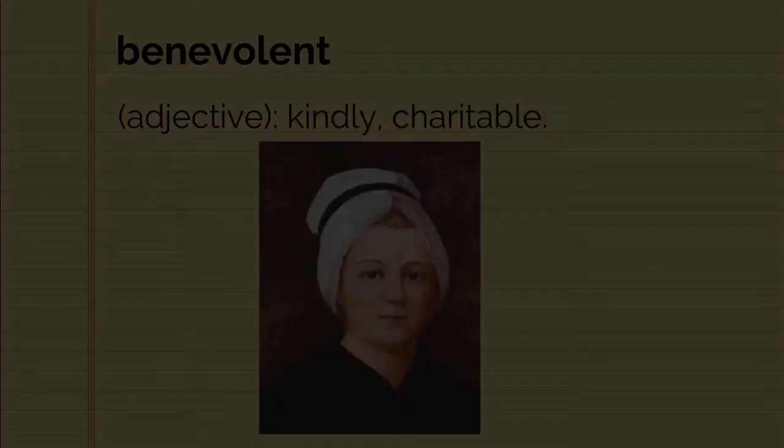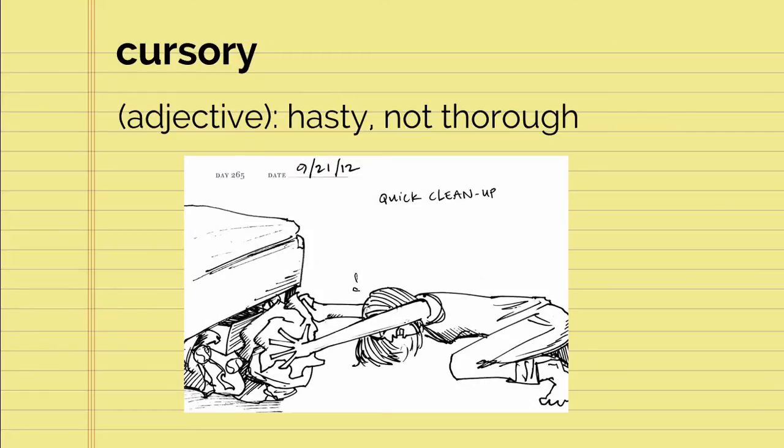So all right, our next word is cursory, which is an adjective meaning hasty or not thorough. It usually refers to an action, not to a person, so it's when you do something superficially instead of doing a job completely. So for example, a cursory glance. I just looked at it, I didn't read it.